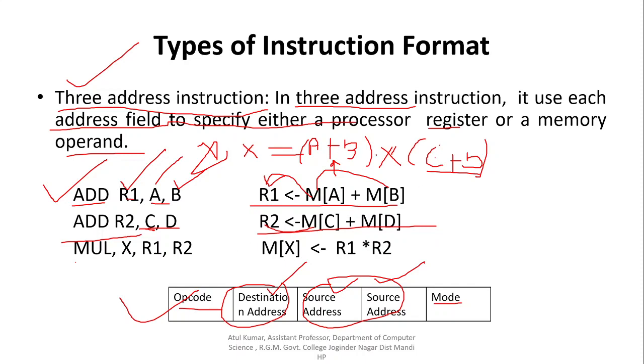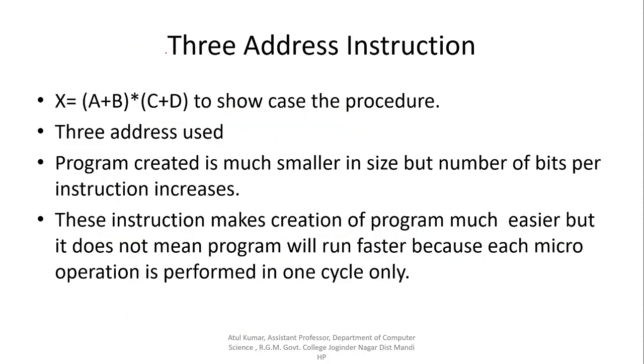So the third is to multiply the content of R1 and R2 and they are transferred back to X, and X is the address in the memory where the result is stored. So multiply the content of R1 and R2 and they are to be transferred back to the memory at address X. So this one is the 3 address instruction and how we will solve it with the help of this example, X is equal to A plus B multiply C plus D.